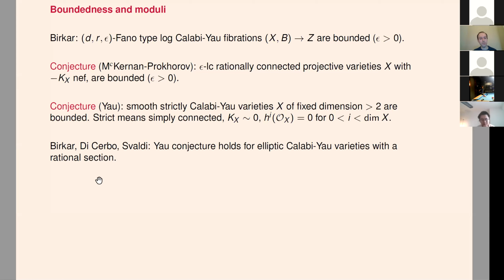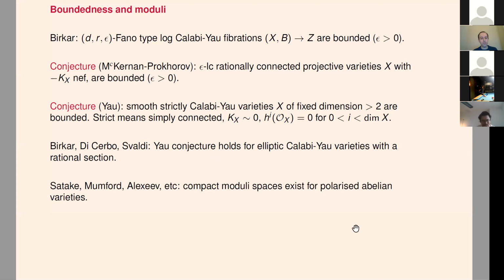One of the recent results about this conjecture is that it holds for elliptic Calabi-Yau varieties with a rational section. In other words, if your Calabi-Yau variety X admits an elliptic fibration onto some base, and this fibration has a rational section, then those Calabi-Yaus will be bounded.